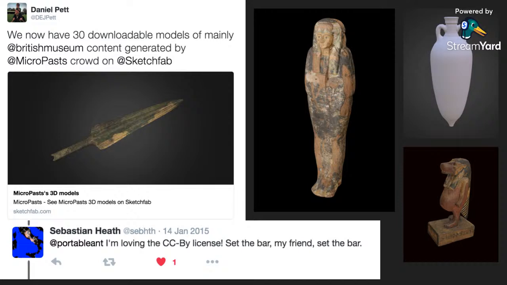I was also very interested in putting objects out under a license that was as open as we could be, which is in direct contravention with the British Museum's normal licensing. So we put it out under a CC BY license so that people could actually use it commercially. Now, that pushes the boundaries a little bit with museums. People don't like giving people access to things to make money off.